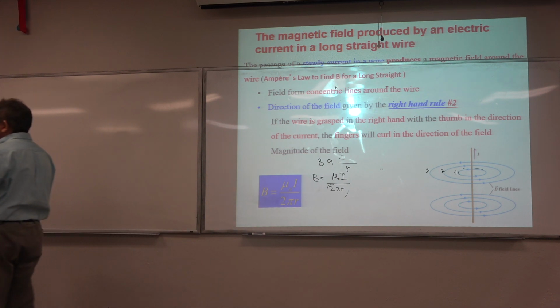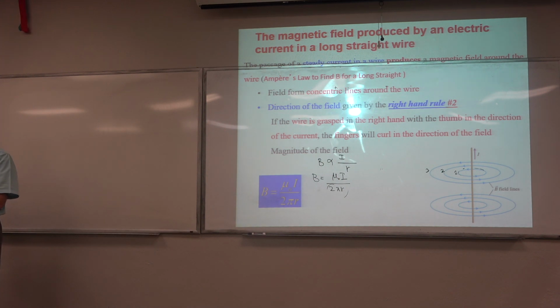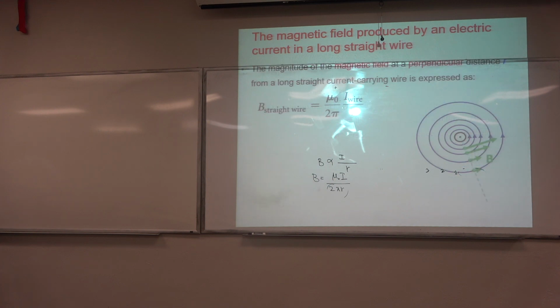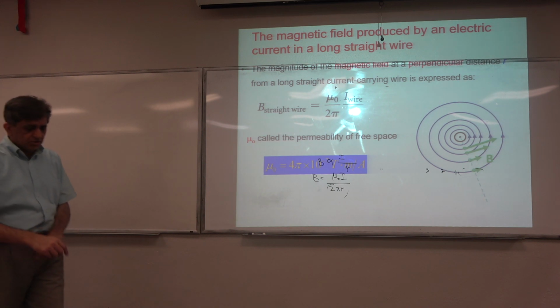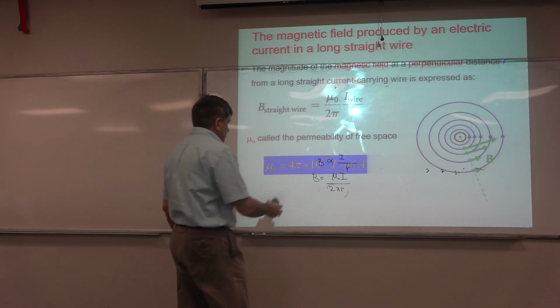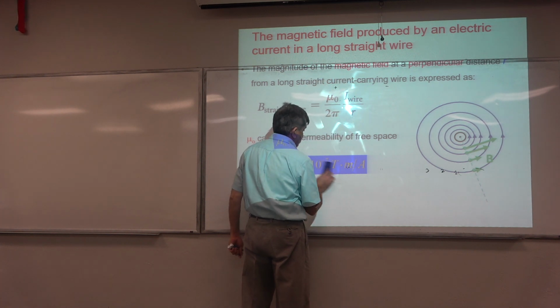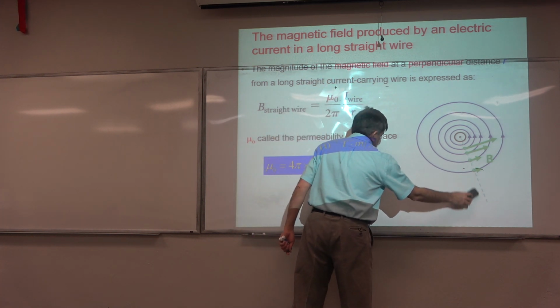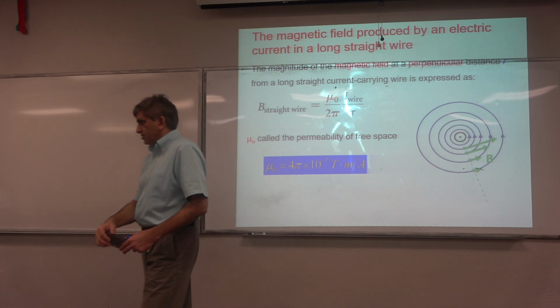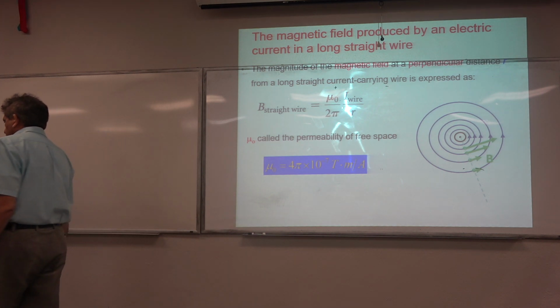Okay, Ampere's law tells us how to find the magnetic field due to a current carrying wire. Now this mu naught is the permeability of free space, and this is a constant. It has the value of 4 pi times 10 to the power minus 7 Tesla times meters over ampere.